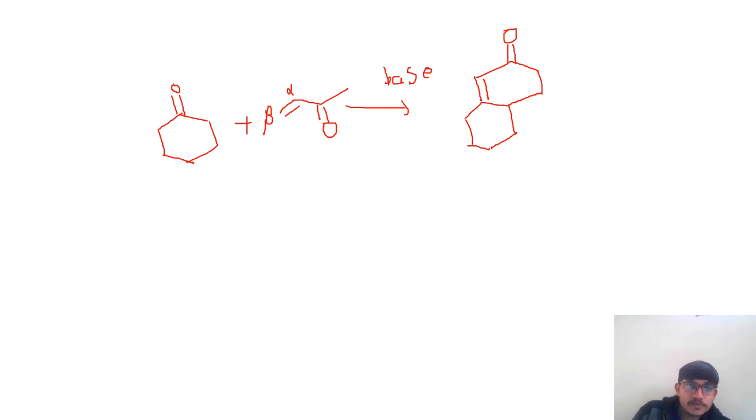If you observe, one ring is created here, and that's why it's called Robinson annulation. As I have mentioned, it is a combination of Michael addition as well as the aldol condensation. And why is this double bond created here? Because dehydration takes place, as you know in the case of aldol condensation. So this one is the second naming reaction which we have covered, which is Robinson annulation, and the first one was Bachmann rearrangement.